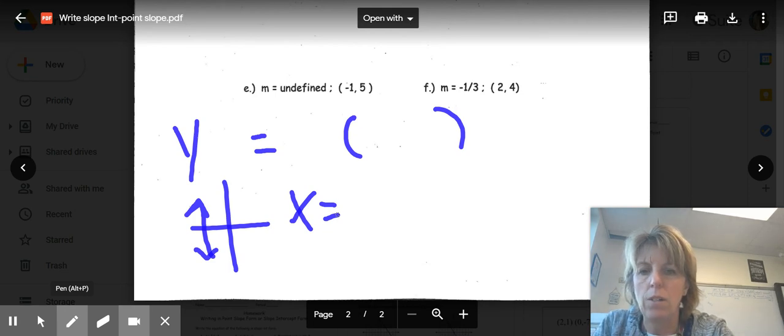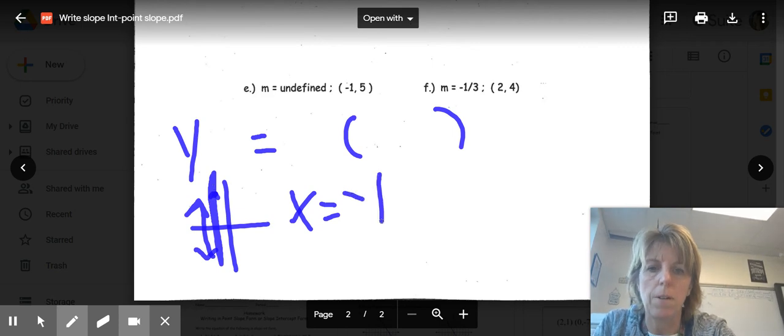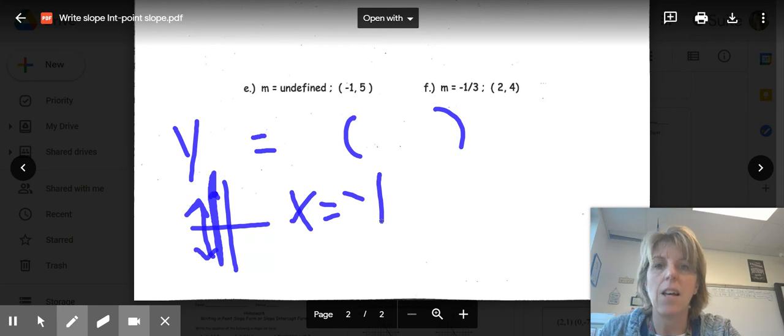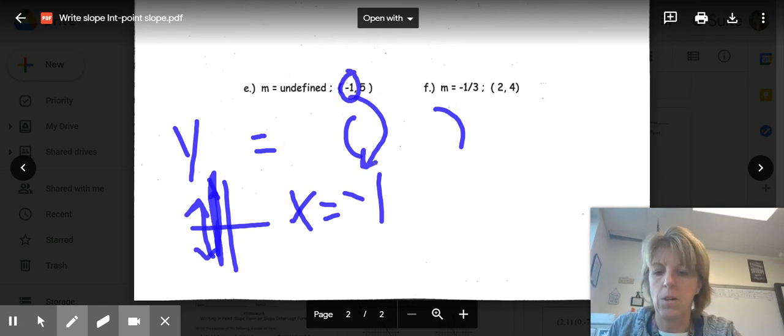-1,5, it's -1,5. That's going to be here. So that x value is going to cross at -1. So it's going to be x equals -1. That was definitely a tricky one, right? So if it's undefined, it's x equals something. It'll equal wherever the x value is. Whatever the x value is, that's what you're going to put right there. All right, that was definitely a tricky one.